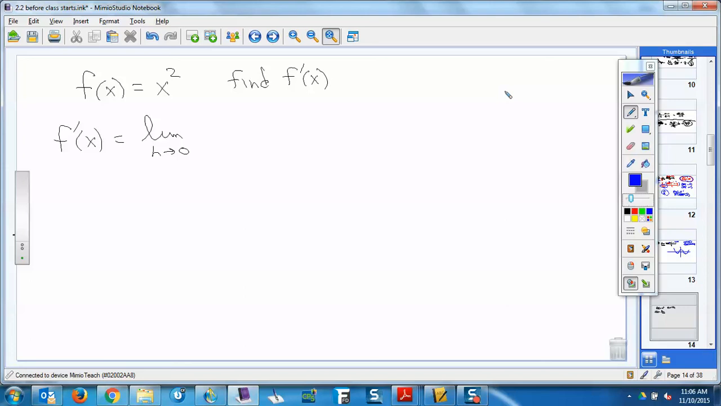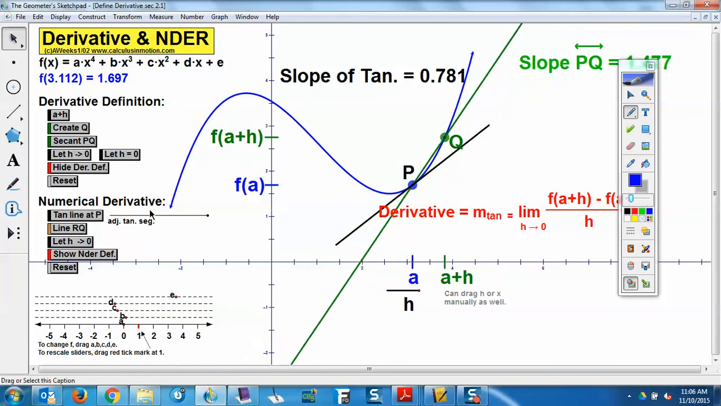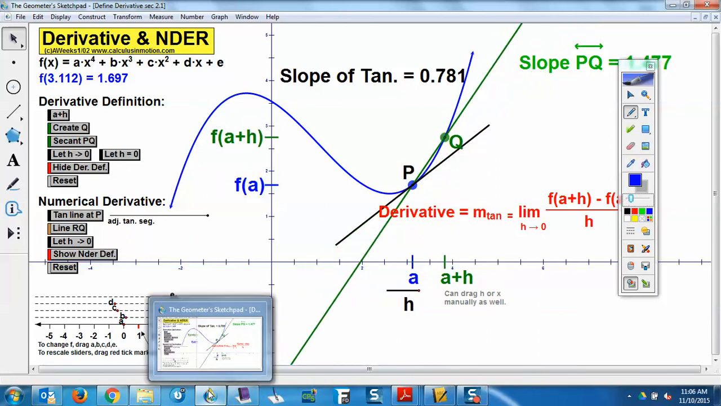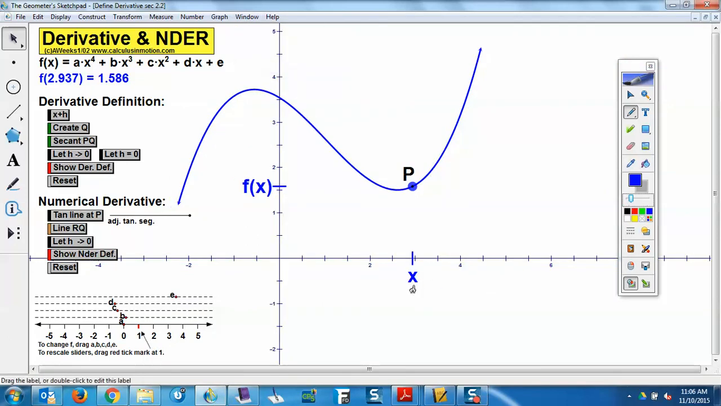So right now, the question is, what if f of x is x squared? And instead of finding f prime of 1, or f prime of 2, or f prime of 4, let's find f prime of x. Well, all we need to do is take this scenario and change the a to an x, right? So over here, we're going to write the limit as h approaches 0 of f of x plus h minus f of x all over h.